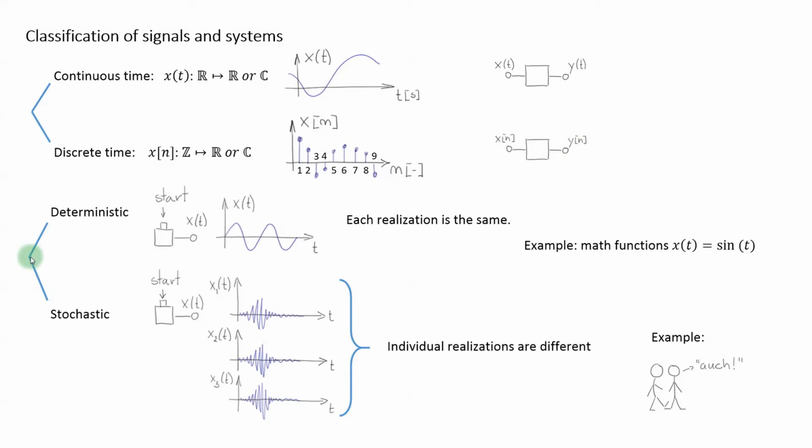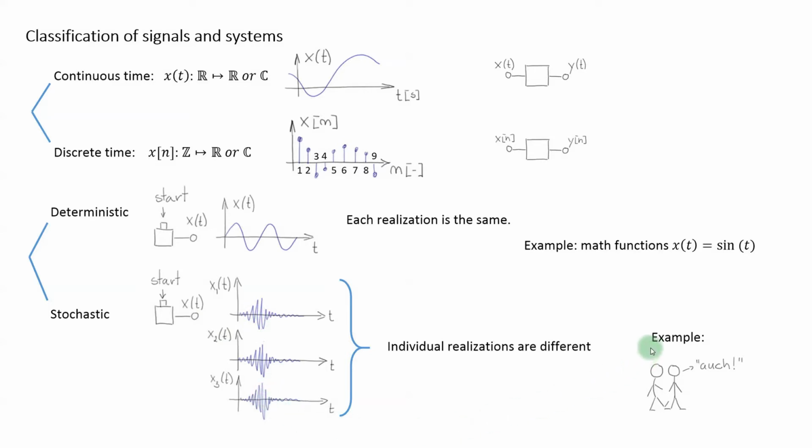Now, there is another distinction that we can make, and we can classify the signals and systems into deterministic and stochastic. To give you an example of a deterministic system, imagine a box which has a start button, and each time you press that start button, this system will generate a signal. If this system is deterministic, this generated signal will be the same each time, every time. In contrast, in a stochastic system, pressing this start button can generate a slightly different signal each time.